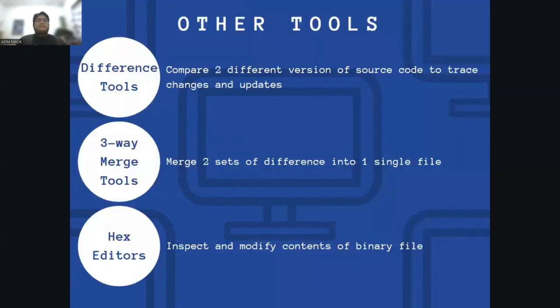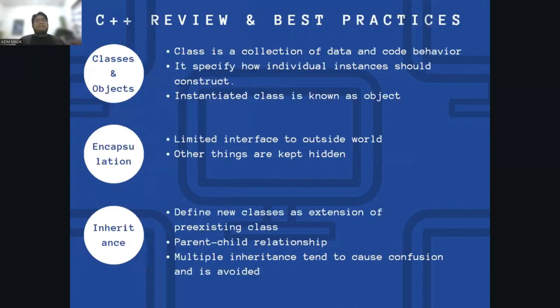Here are some other tools. The tools are diff tools, three-way merge tools, and hex editors. A diff tool is to compare two different versions of source code. A three-way merge tool is to merge two sets of differences into one single final file. And hex editors are to inspect and modify the contents of binary files.